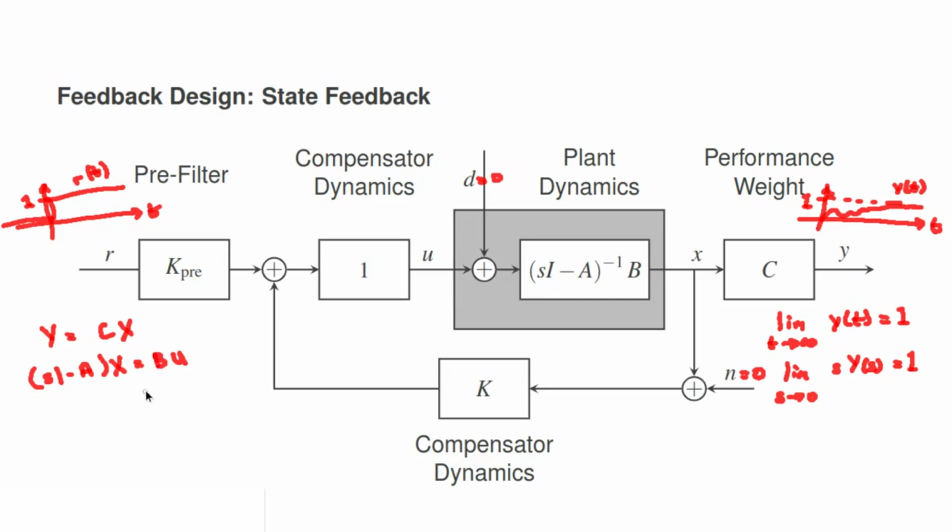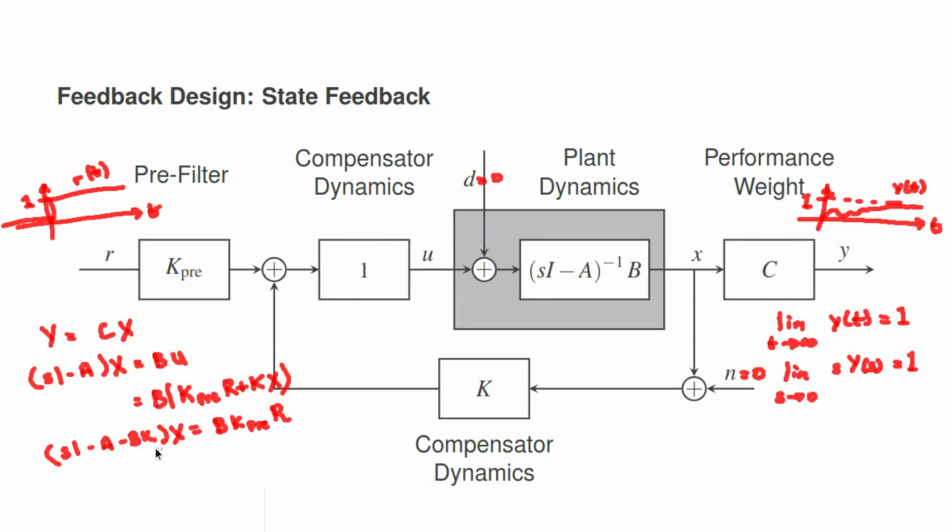So why does this help? Because now we can write U in terms of R and X again. So U is equal to K_pre times R plus K times X. So let's eliminate U. So this is equal to B times (K_pre times R plus K times X). And now we take the piece involving X and move it onto the other side, and we find out that (sI minus A minus BK) multiplied by X is equal to B times K_pre multiplied by R. And now we're very almost done.